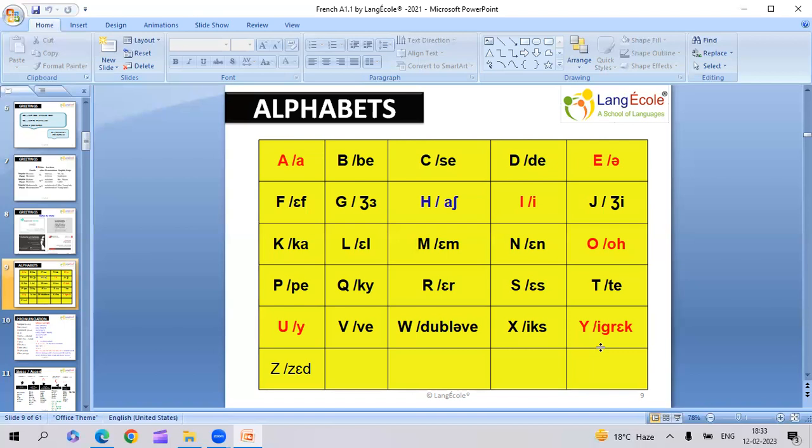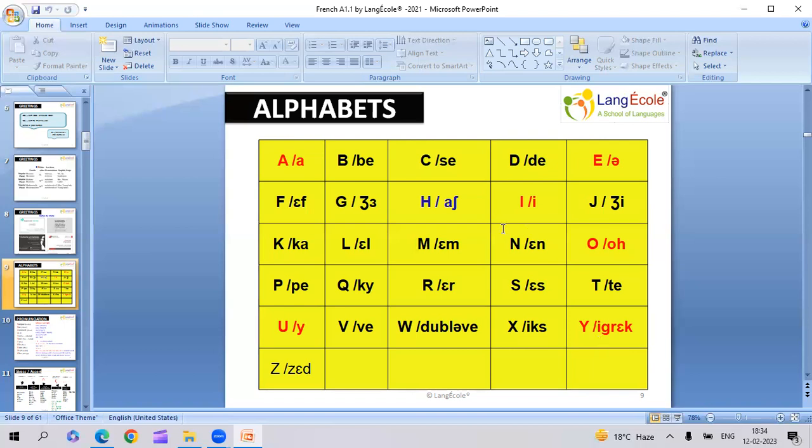H is called ash as an alphabet, but it has no pronunciation at all. It will remain silent. The French word for silent is muet, M-U-E-T. Muet, silent alphabet. Got it?